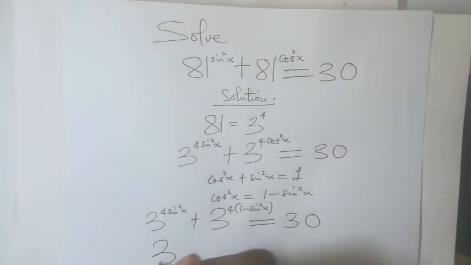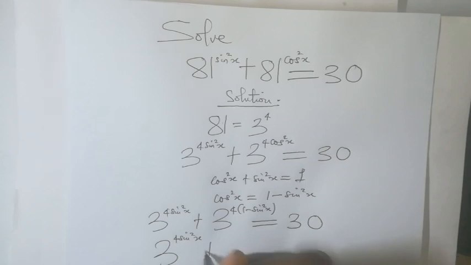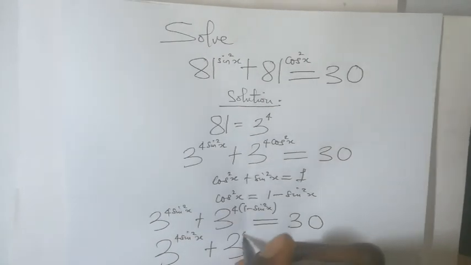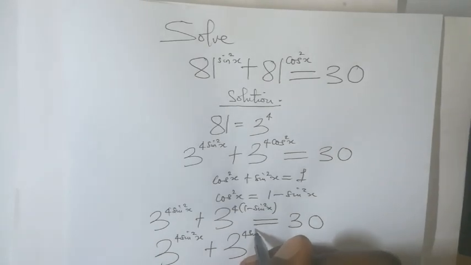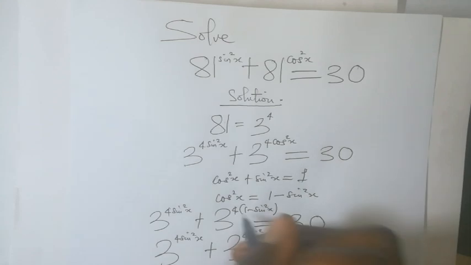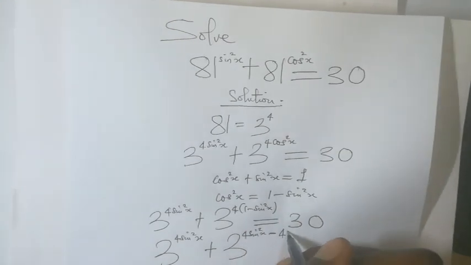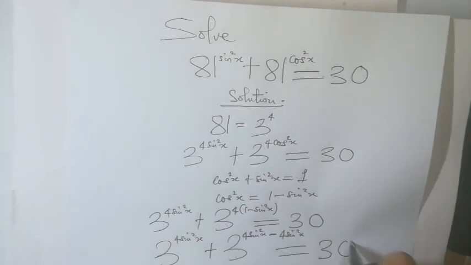So we now have 3 to the power of 4 sine square x plus 3 to the power of 4. You see, 4 times this, we have what? Sine square x minus what? 4 times this, we have what? 4 sine square x is equal to 30.